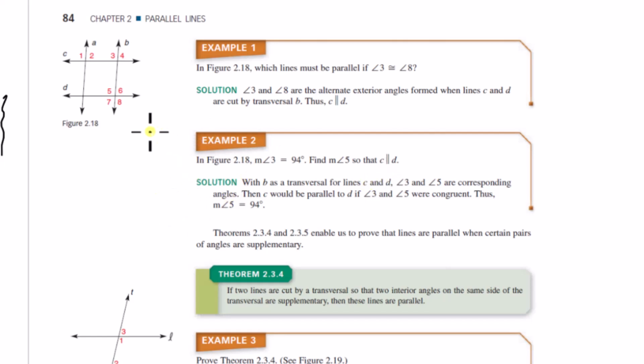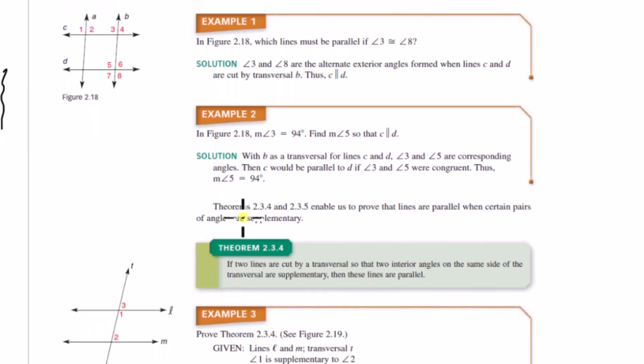Okay. So the measure of angle 3 is 94 degrees. They're not telling us that C is parallel to D. They're asking what the measure of angle 5 must be so that C is parallel to D. Well, we saw that B was the transversal in this case. Top left, those are corresponding angles, so they must be congruent. Angle 3 must be congruent to angle 5, so also 94 degrees. Then they'd be parallel.